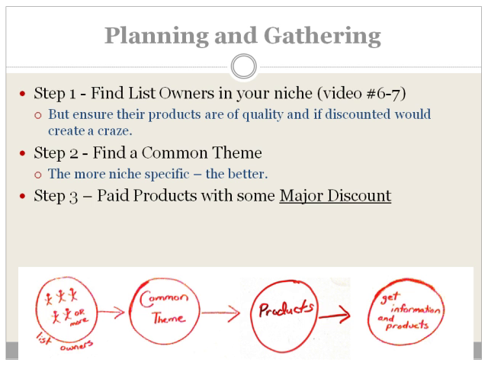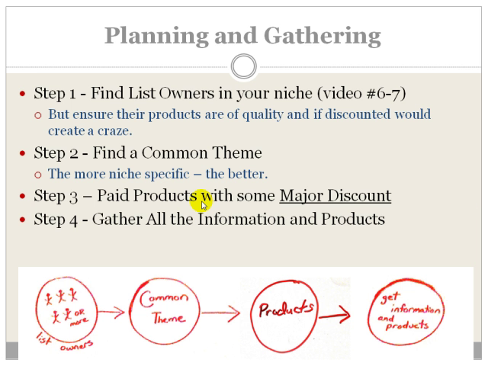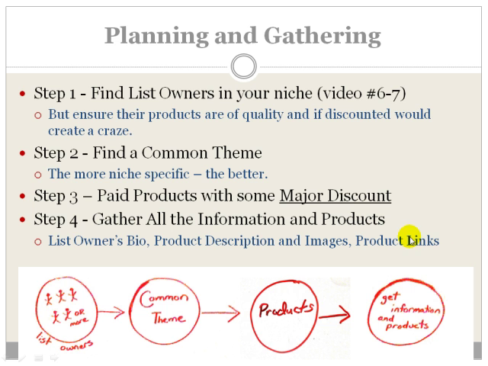In step number 3, we have paid products with some sort of major discount. If the list owner cannot agree to give some sort of major discount, whether it's 50% or even free, and I'll mention in just a minute why sometimes you'll want to do it for free, that way you can do it as a bonus to a paid product. Then step number 4, you want to gather all the information such as the list owner biography, the list owner's product image, product description, and so forth. And of course the product links.